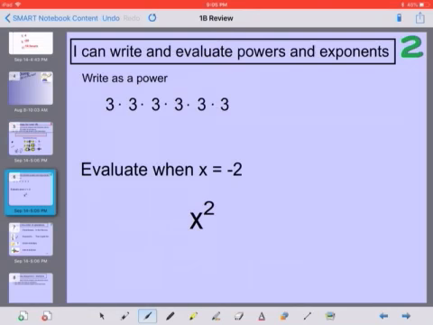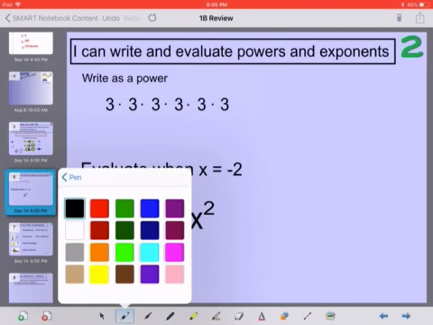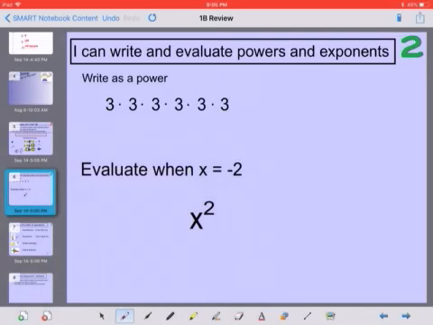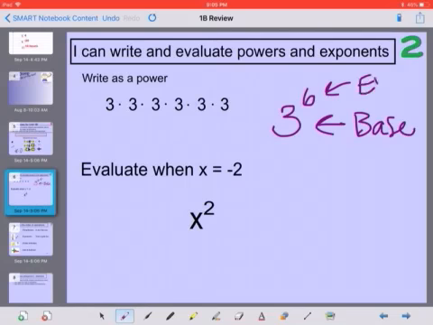We also learned about exponents and powers. So first, writing as a power. So this is 3 times 3 times 3 times 3 times 3 times 3, which is 1, 2, 3, 4, 5, 6 threes. So we have 3 multiplied 6 times, to the power of 6. This big number here, remember, is called our base, and this number is called our exponent.